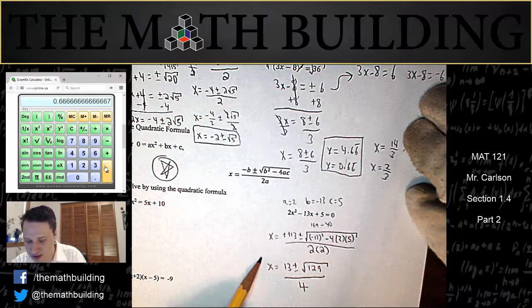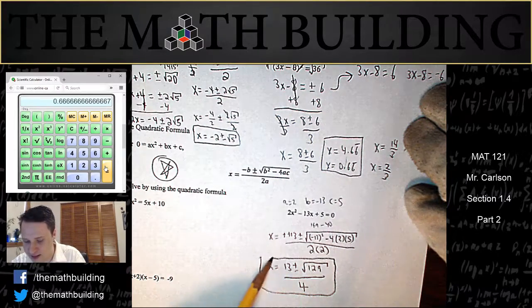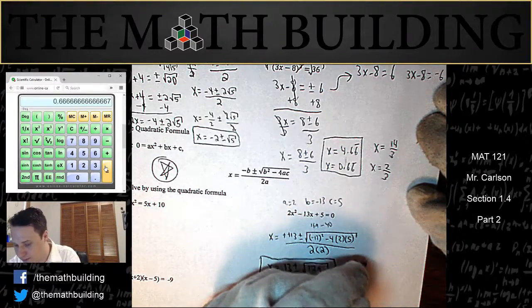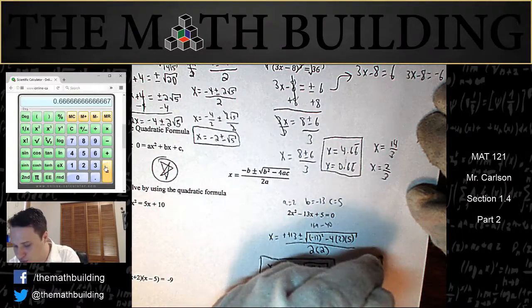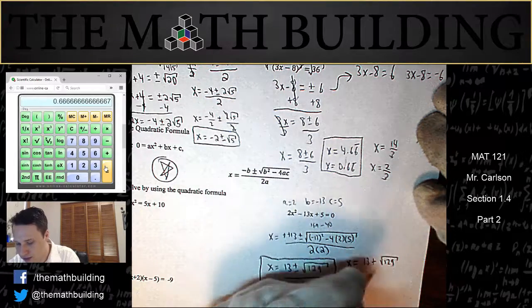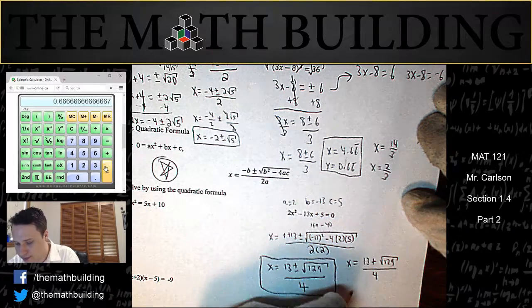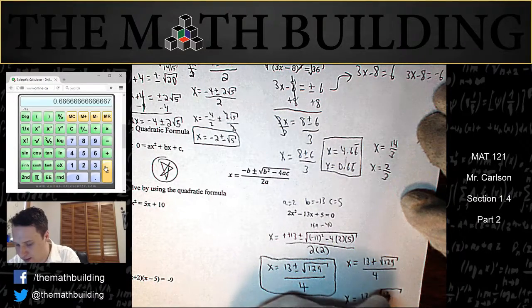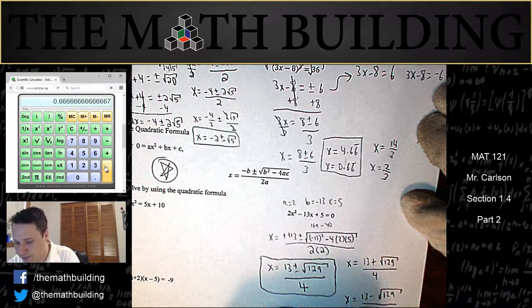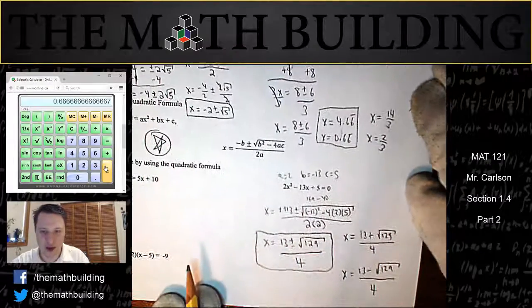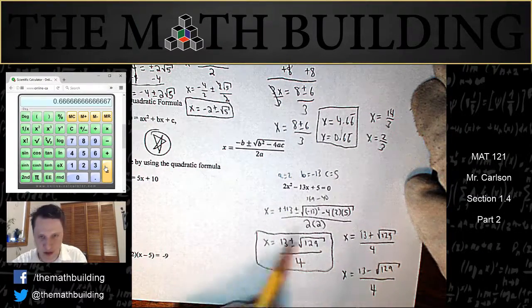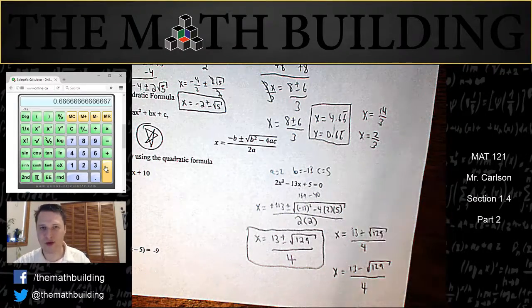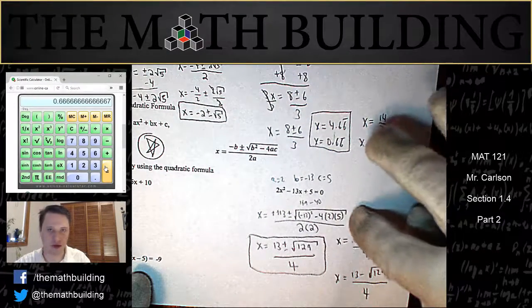So this is actually it. If you wanted to write your answer like this, I would be happy with it. Remember, it represents two different numbers. 13 plus the square root of 129 divided by 4, and 13 minus the square root of 129 all over 4. Those are the two answers, which you can just write in one equation by putting the plus minus there. So that's how to use the quadratic formula. Really, the only way to make it harder is to put in extra negatives.